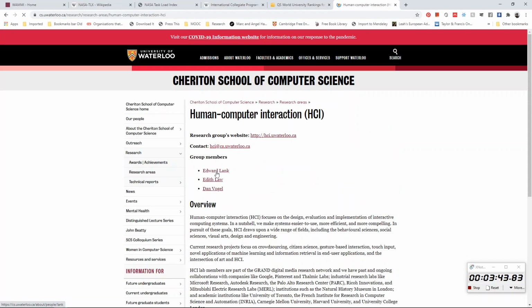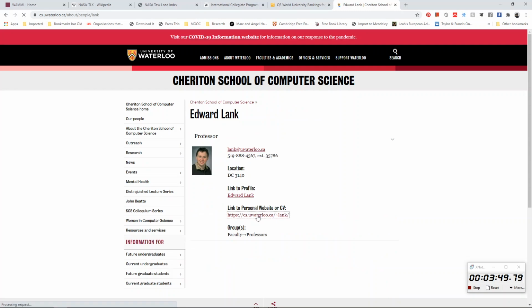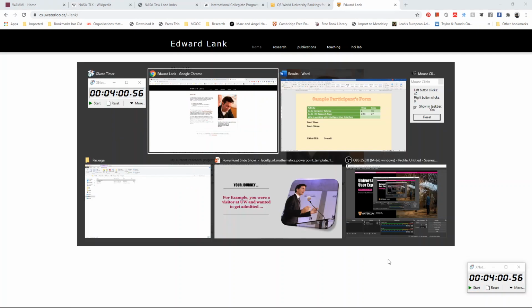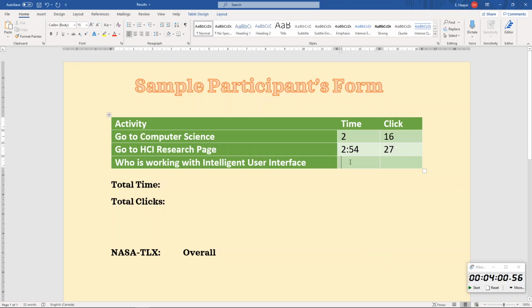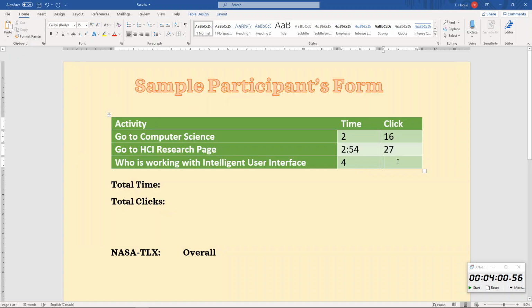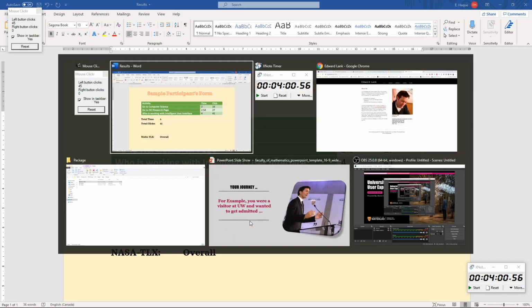So Edward Lang. Okay. Seems a nice website. I got it. So Professor Edward is working with intelligent user interfaces. Okay. So I got it in 4 minutes, intelligent user interface. And how many clicks did it take? 41. Great. So the total time I took to get through all this activity is 4 minutes, and the number of clicks overall is 41. Great. So we have finished the task.